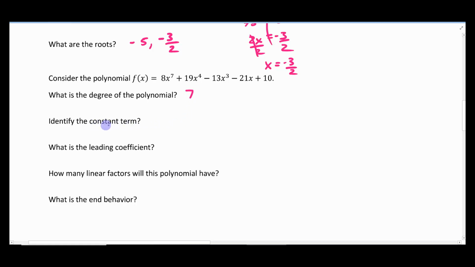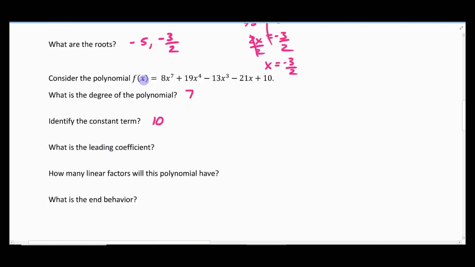This constant term, right, we're looking for a term that's constant, does not have the ability to change, therefore it would not have an x, right, because x is the quantity that has the ability to change. That's why it's called a variable, right? So all of these have an x in it except for the plus 10 here on the end, so our constant term is 10.